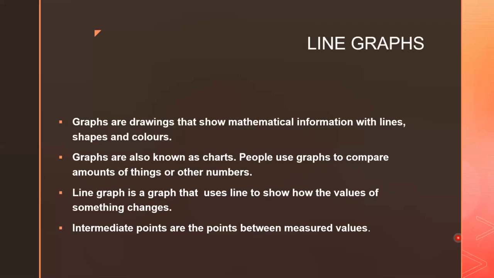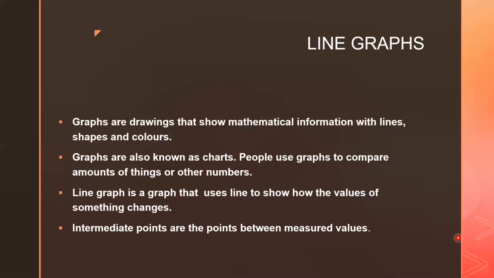Next is the term intermediate points. What are they? Intermediate points are the points between measured values. So you have many measured values in the graph. In between two measured values, there will be a point. That point is known as an intermediate point. So intermediate points mean the points between the measured values. So this is the introductory part regarding the concept of line graphs.